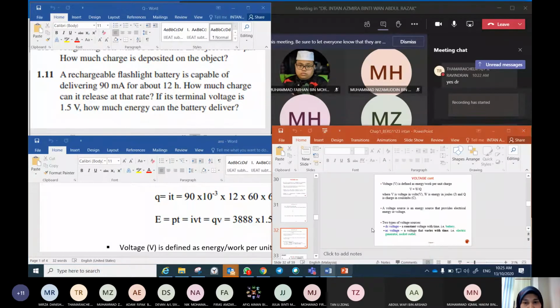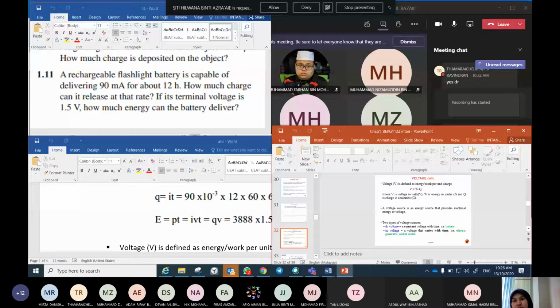Okay, if you refer to your slide, slide number 32, V is equal to energy divided by Q. E here is equal to energy. E is equal to W here. So W is equal to Q times V. Q times V. E is energy. Here this W is equal to energy. So E is equal to Q times V. Q is equal to this 3.888 kilocoulomb. Multiply with V is equal to 1.5 volt, we get 5.832 kilojoule.